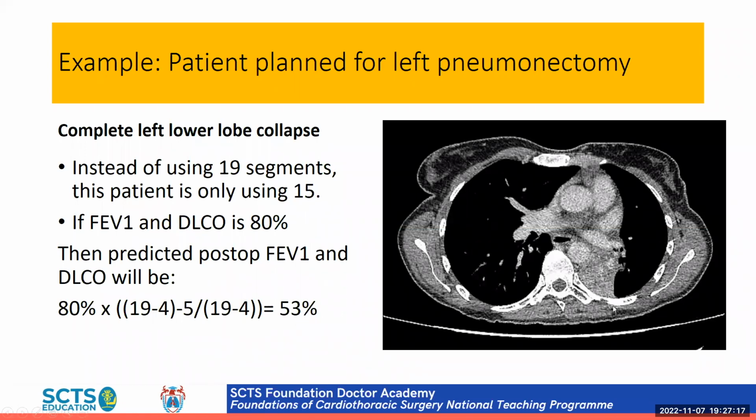So if you're going to take the whole left lung out on this patient, you're going to be left with 53% FEV1 and 53% DLCO. So this is supportive that this patient will tolerate an operation.